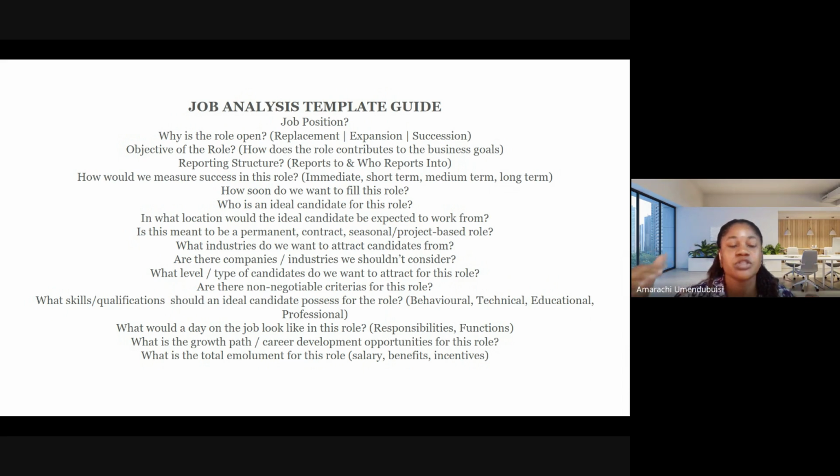Again, growth is not just limited to level. Sometimes it can also be role expansion. But if you don't ask this question, you might just be thinking that growth for this role will just mean moving up the ladder, whereas growth for this role might mean role expansion. So it is important that you have these details early enough, because it would also guide conversations and engagements with potential talents.